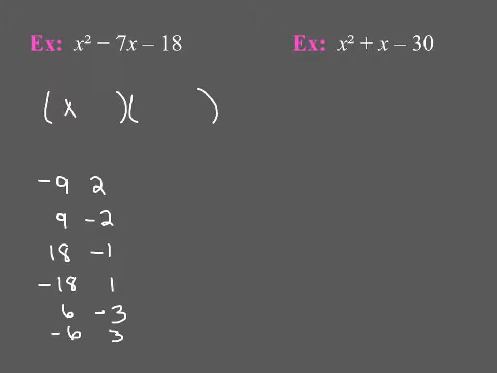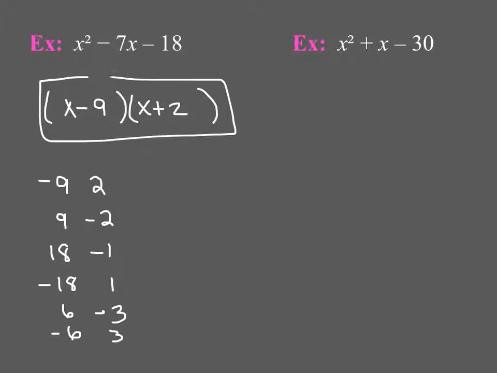So now these are all the possibilities that can multiply to get negative 18, but now I'm looking for the ones that add up to negative 7. So that would be negative 9 and 2. So the final answer is x minus 9 and x plus 2. And again, if you FOIL, you get back this trinomial.